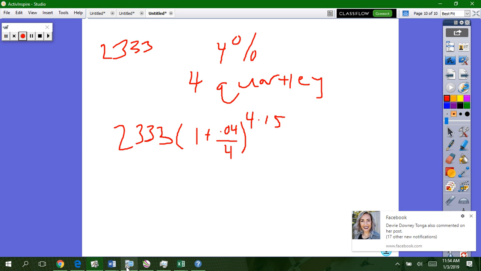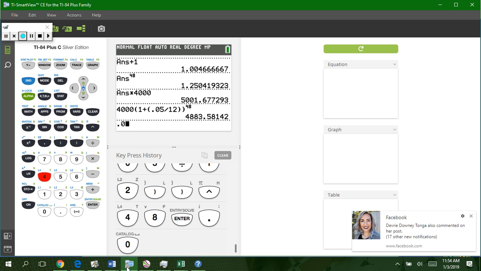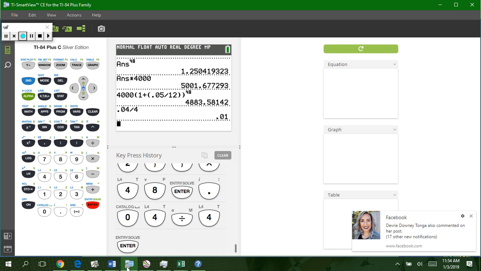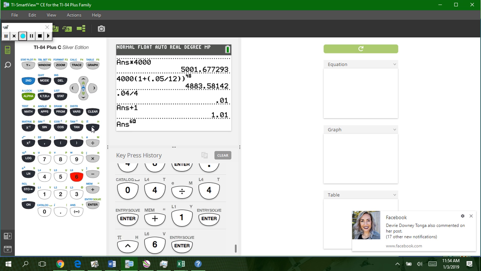So I'm going to pull up my calculator. Here we go. So I go 0.04 divided by 4. Add 1. Raise it to the, what power? 60 power. Oops.